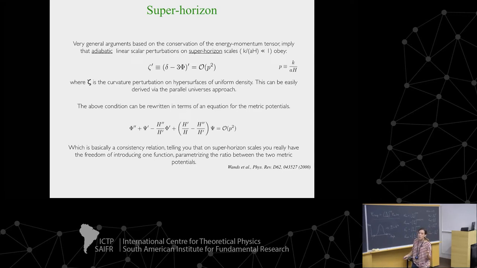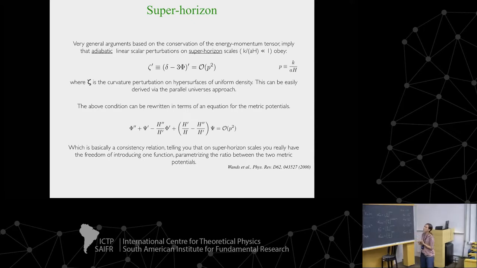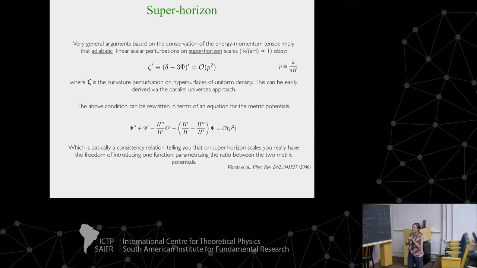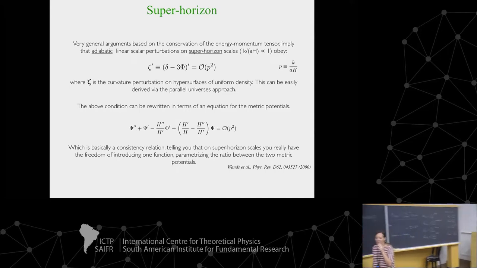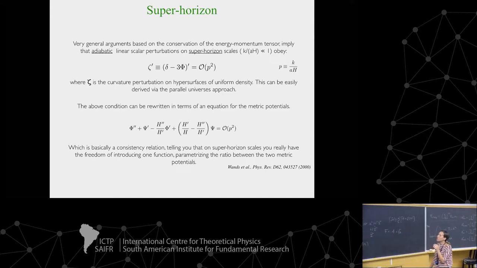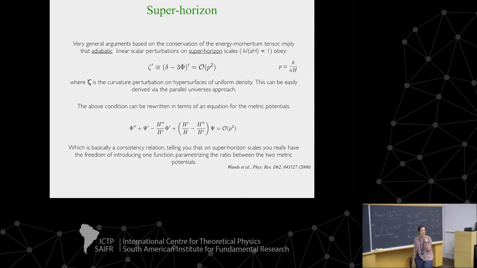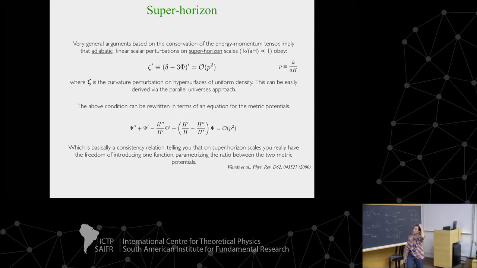So there's a wonderful paper by Wands, Malik, and other people, which shows the conservation of this in many different ways. But it's very nice because they show that it doesn't depend on your theory of gravity. They derive it by using conservation of the energy momentum tensor, which in all these theories that we have been looking at holds. They derive it using the parallel universes approach, which, again, doesn't depend on your theory of gravity. So we know that whatever we do, unless it's too radical, all the theories that I've shown you so far have to respect this conservation of curvature perturbation.